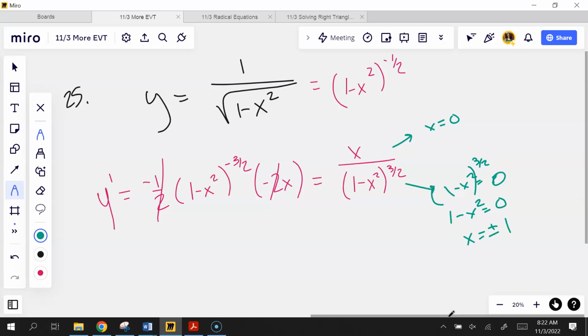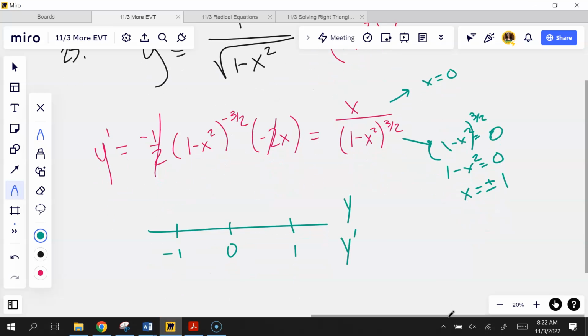So plus or minus 1. Is that what you just said? Yeah. All right, so potential critical points here: plus or minus 1 and 0. Agree, disagree, everybody okay? -1, 0, 1.